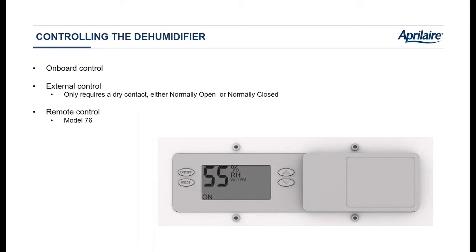If you're putting this in an attic or a crawl space, you still want to measure the relative humidity in that space, because that's what you're trying to dry out, but you don't want to have the consumer go into that crawl space or attic to see what the dehumidifier is doing. We offer a remote control. You'd use our Model 76 and then enable remote.